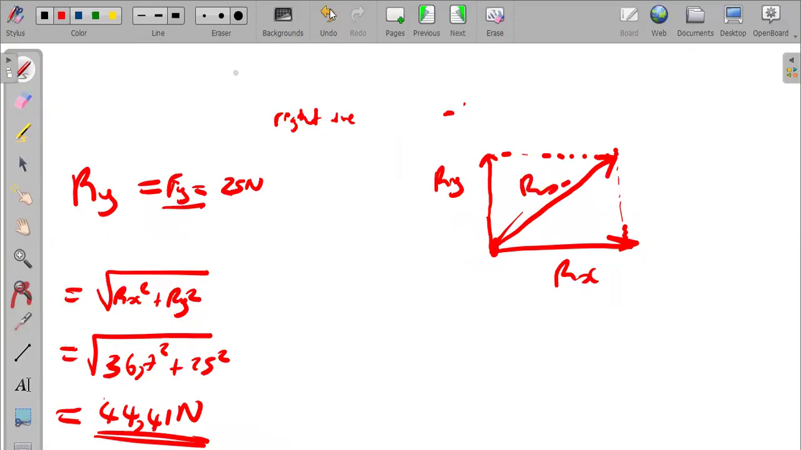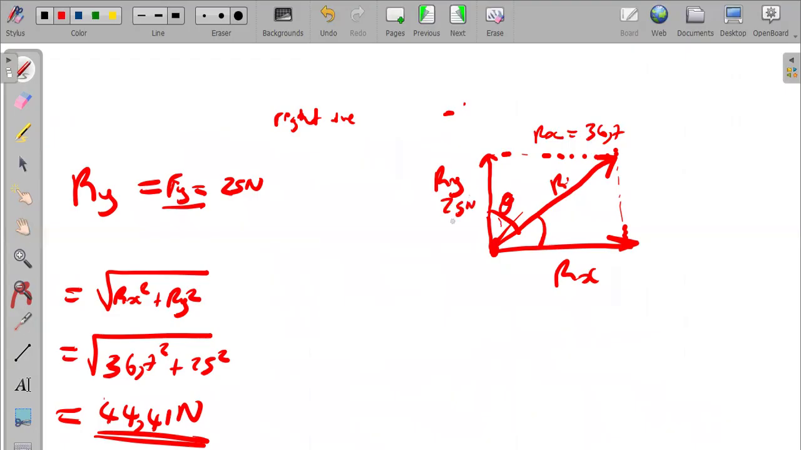So if this is your R, what you now want is basically the angle. Which one? This angle here. You can calculate this angle as your theta, or you can calculate this other angle. It doesn't matter which angle you calculate. So I'm going to calculate this angle here in order to indicate the direction. So what is the size? Apparently, this is Rx, this is R. But we have their sizes now. Rx we said is 36.7. Ry we say it is 25 Newton.